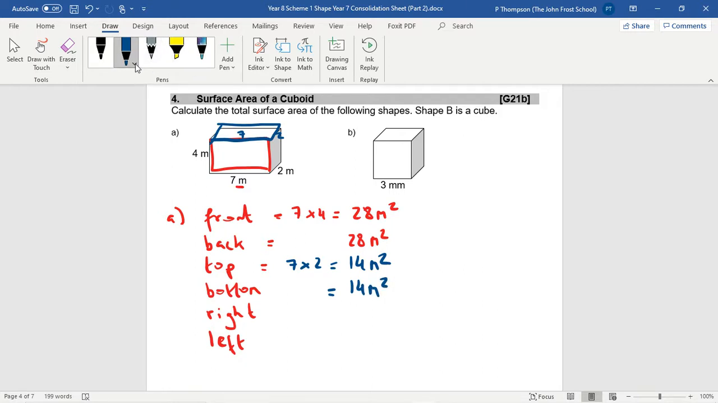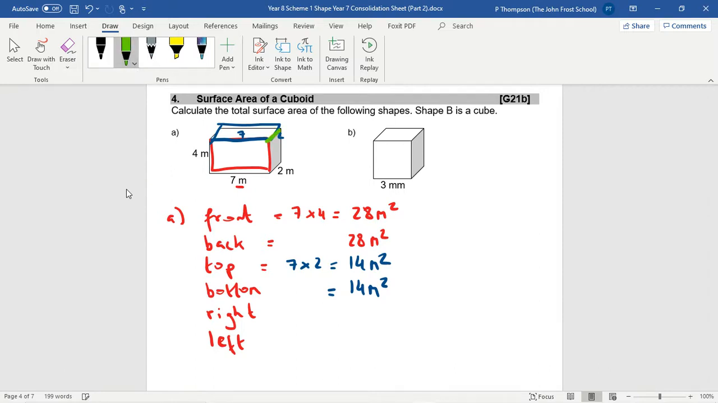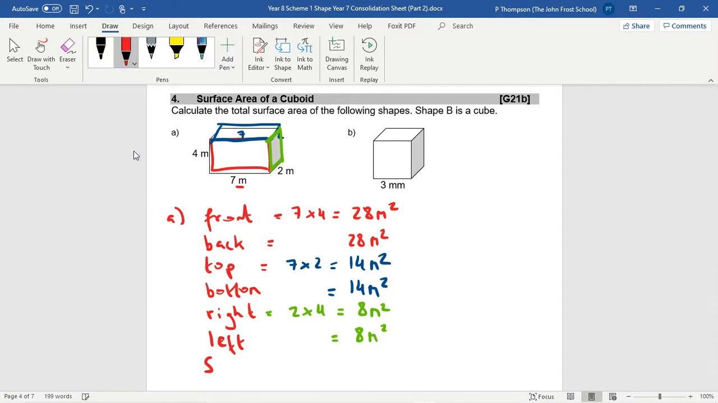The right and left, so here's the right hand side here. Hopefully we can see this is going to be 2 times 4, which is 8 meter squares, and the left is the same as the right. And remember now to add them all to finish off to get a total surface area.